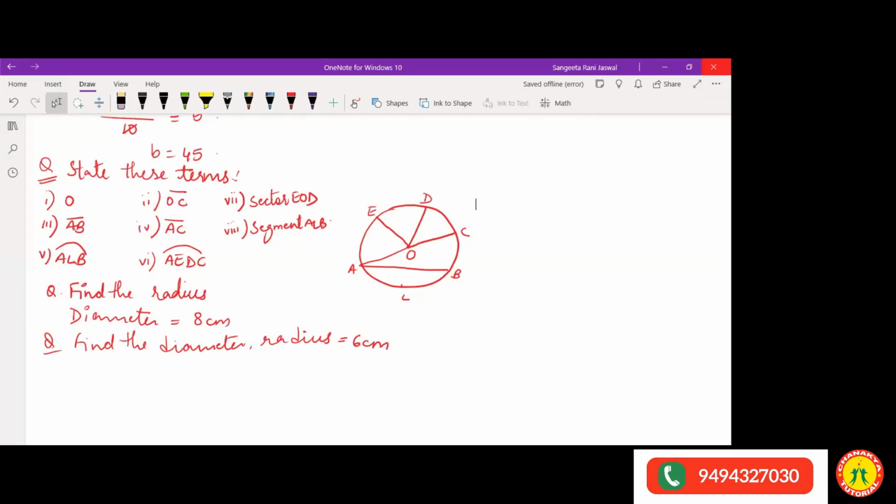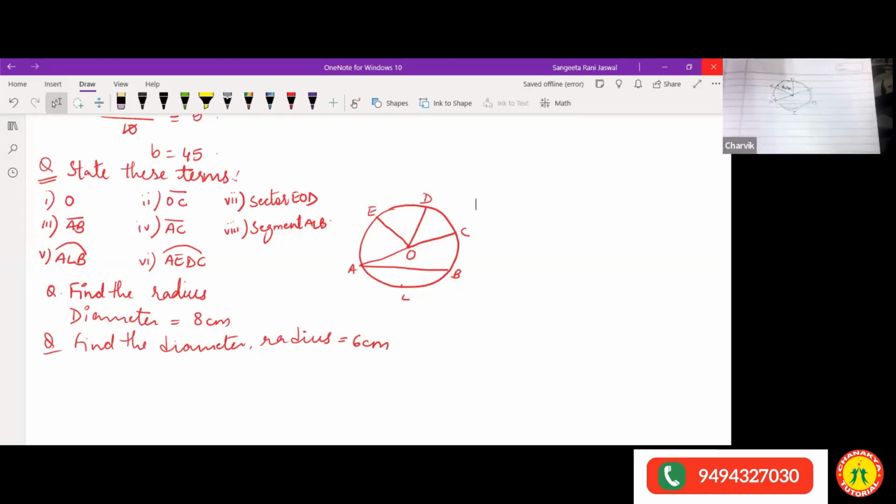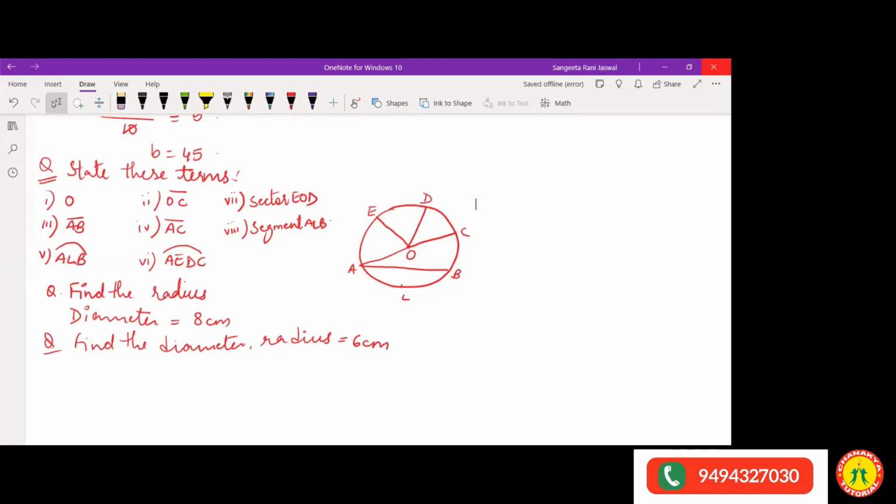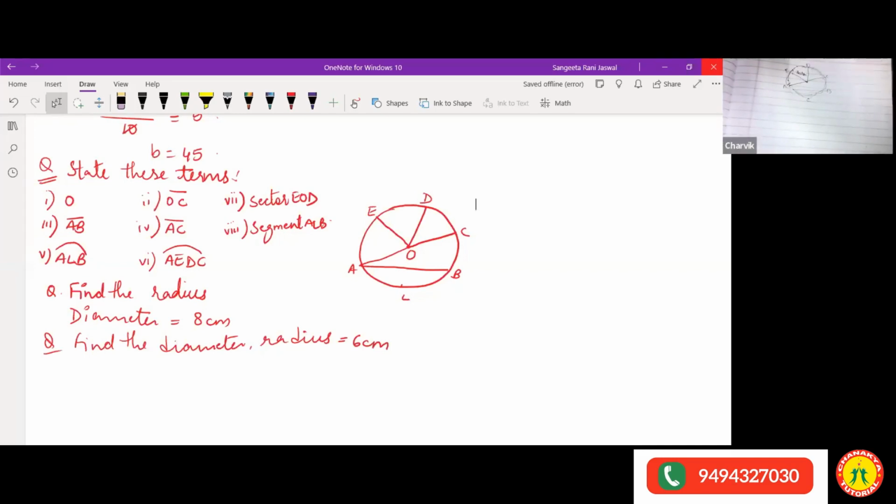Okay, Charvik. Sritej, where is segment EOD? How much is the diameter? Yes, that's what I'm asking. Sritej, where is EOD actually in your figure? I was telling the answer, but I was on mute.